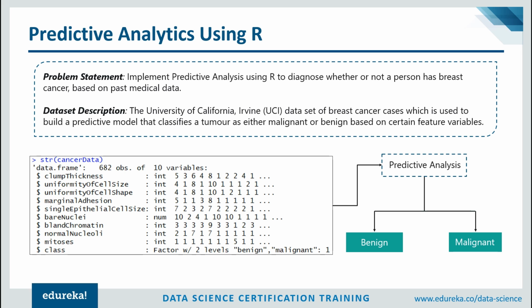These are the feature variables. We have uniformity of cell size, uniformity of cell shape, marginal adhesion, bare nuclei, normal nuclei. So there are certain variables that can be used to detect whether a certain tumor is benign or malignant. So we're basically detecting if a person has breast cancer or not. I hope all of you are clear with our problem statement and data set description.